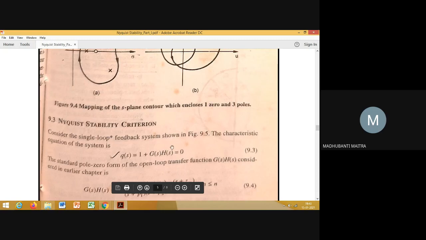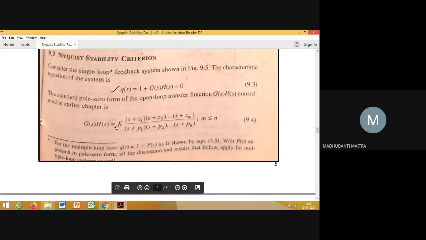Again, I'm repeating that this open loop transfer function can easily be determined by employing a frequency response test. If we use the frequency response test, this open loop transfer function will come out in a factored form. So suppose G(s)H(s) is K times (s plus z1)(s plus z2)...(s plus zm) divided by (s plus p1)(s plus p2)...(s plus pn), where m is less than or equal to n. So this is my open loop transfer function, and K is the gain.